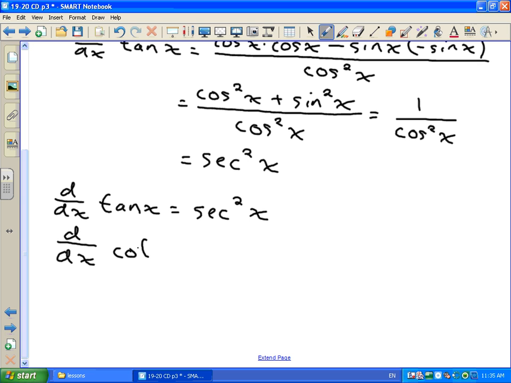What if I wanted to do the derivative of cotangent x? Well, I know it's going to be negative because cotangent starts with a c, so it's going to be negative something. And I know that, like tan x, it's going to be something squared. So what is that something? Well, with tangent, I had secant. With cotangent, I'm going to have cosecant, because secant and cosecant kind of go together.